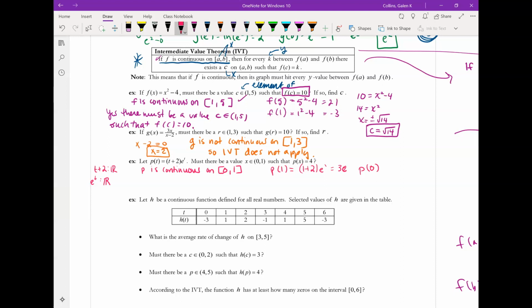All right, P of 0 is going to be 0 plus 2 times e to the 0 power. 0 plus 2 is 2. E to the 0 power is the number 1. So that's just 2.